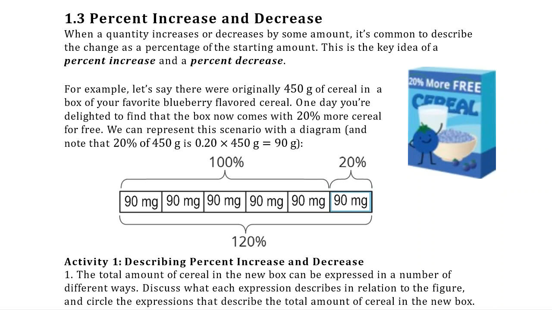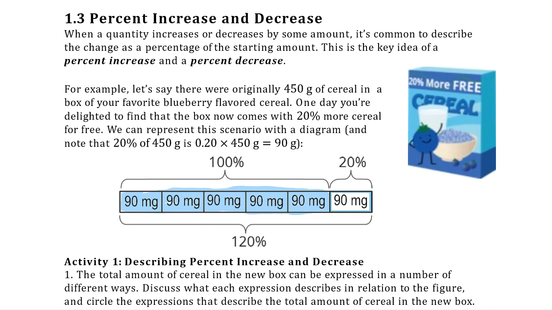Okay, so here we have 450 grams, and I have this diagram right here. Now, notice this is the 100% of the cereal. Let me highlight this. Let's do blue for blueberry. Okay, so here is 100%, I guess stay inside the lines. Here's 100% of my blueberry cereal.